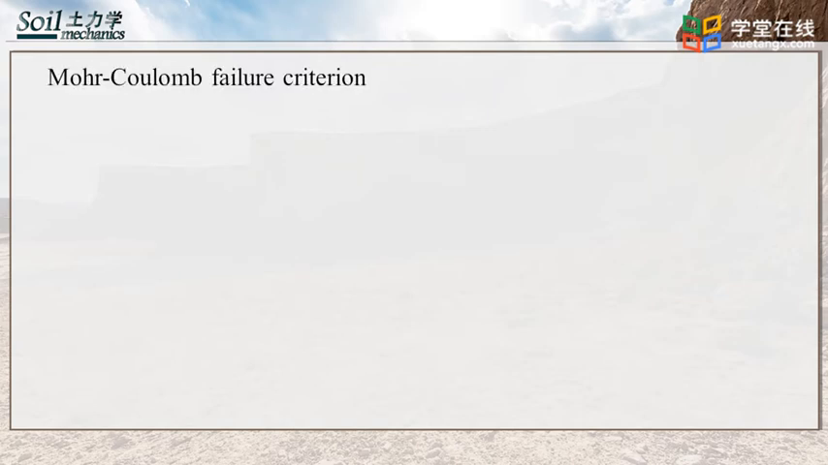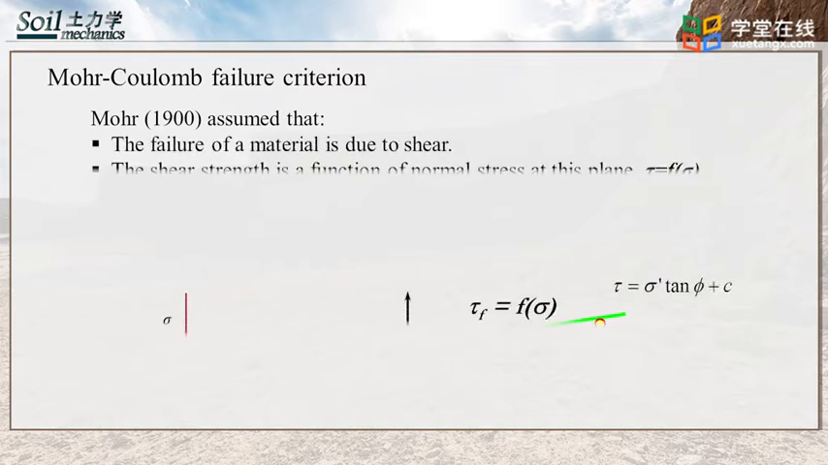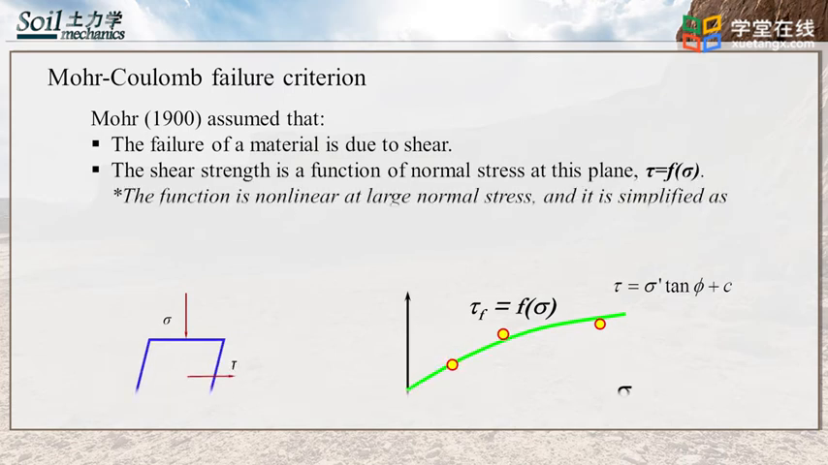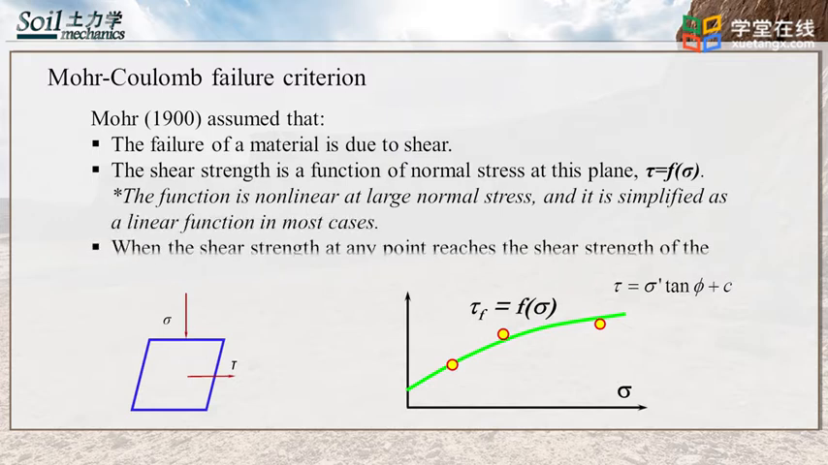In the Mohr Coulomb failure criterion, Mohr assumes that the failure of the material is due to shear. The shear strength is a function of the normal stress at this plane. The first figure shows the direction of the shear stress and normal stress during shear deformation. It should be noted that the function is nonlinear at large normal stress, and it is simplified as a linear function in most cases, as shown in the figure. When the shear stress at any point reaches the shear strength of the material, it fails.